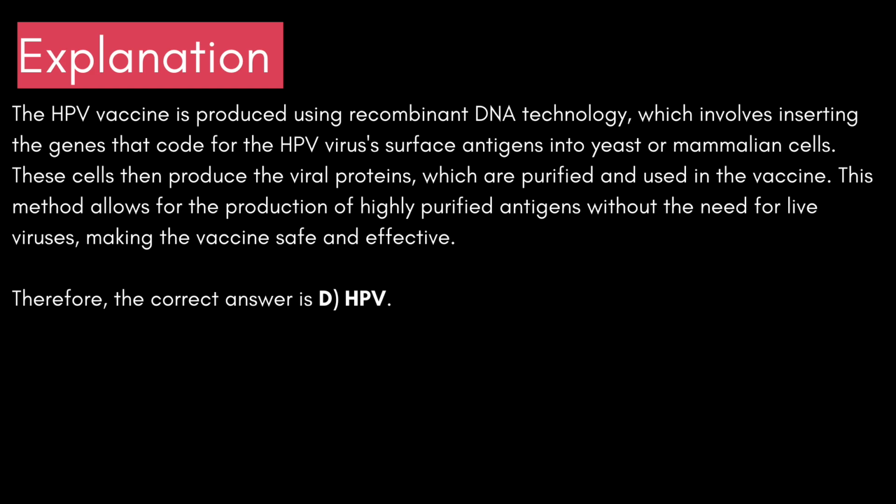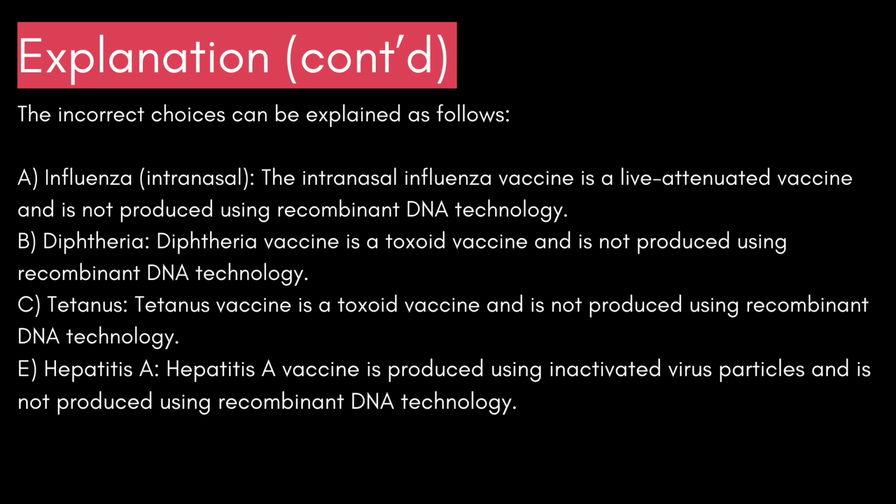These cells then produce the viral proteins, which are purified and used in the vaccine. This method allows for the production of highly purified antigens without the need for live viruses, making the vaccine safe and effective. Therefore, the correct answer is D, HPV. All right, let's go ahead and see why the other answer choices are incorrect. The incorrect choices can be explained as follows.